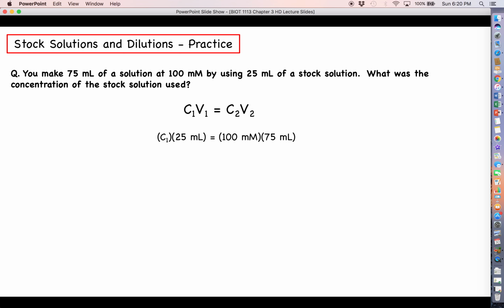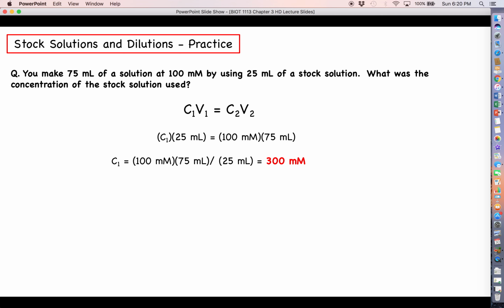So once again, we are going to rearrange things so that we get C1 all by itself on one side of the equation, and then it's just a matter of doing our order of operations here, 100 times 75 divided by 25, and you'll notice that the milliliter units will cancel out here, leaving us with just millimolar units, which makes sense because we're looking for a particular concentration here, and we want that C1 to have units of molarity here. So this tells us that the concentration of the stock solution must have been 300 millimolar.